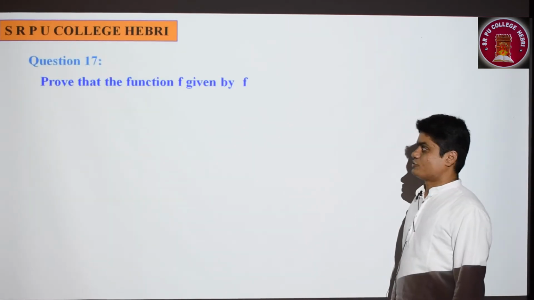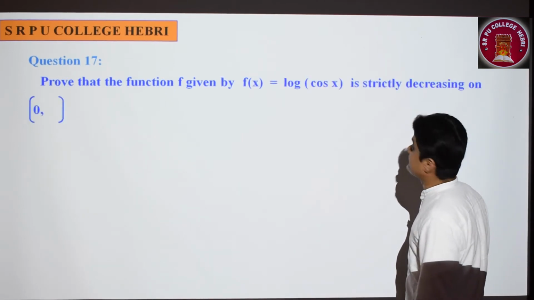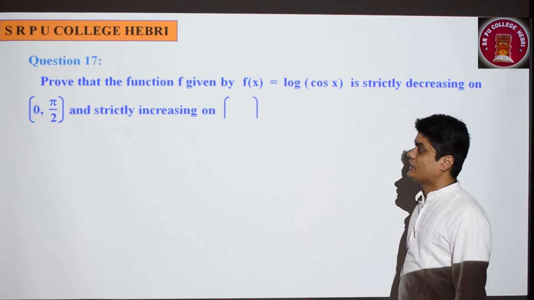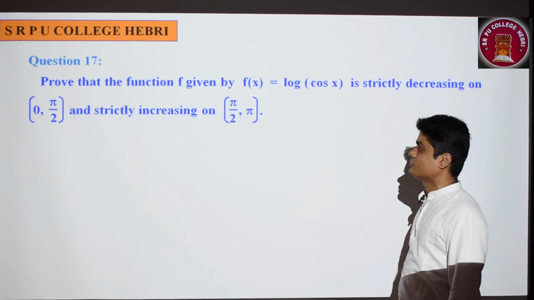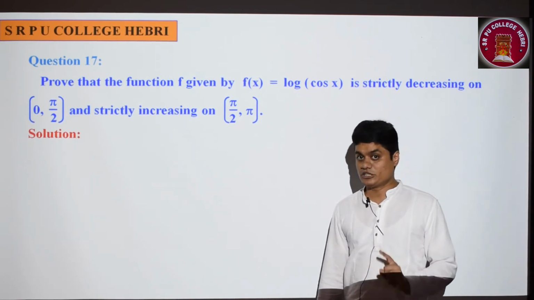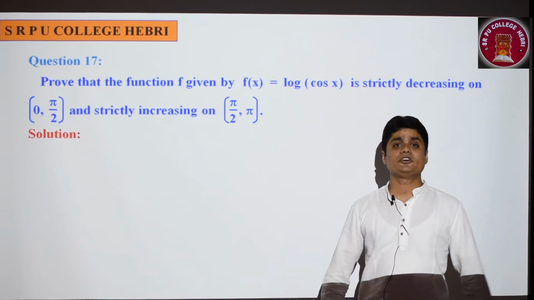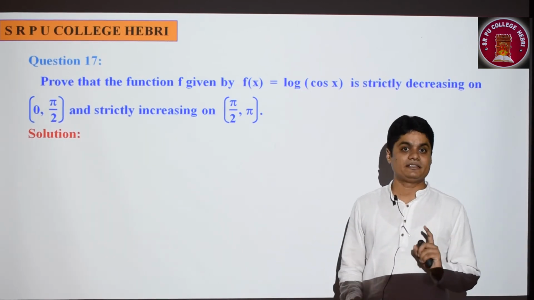Okay, next question. Prove that f of x equal to log of cos x is strictly decreasing on 0 to pi by 2 and strictly increasing on pi by 2 to pi. This is again a homework problem. Please note down the question. It is just like the previous problem. Definitely you can manage this question easily.